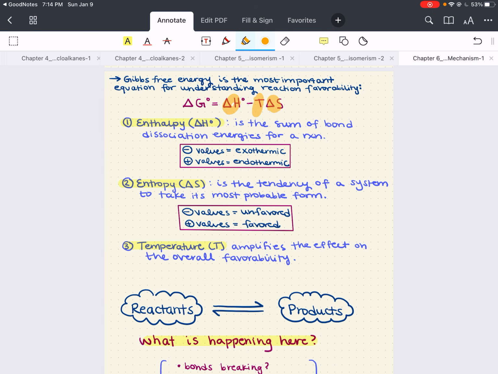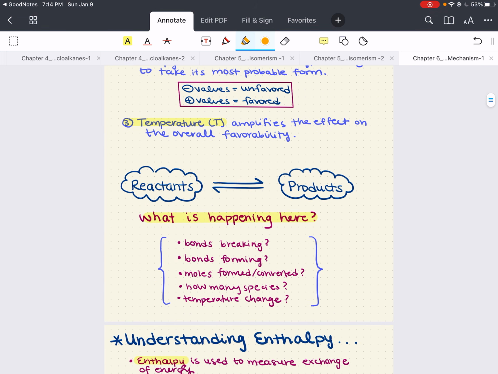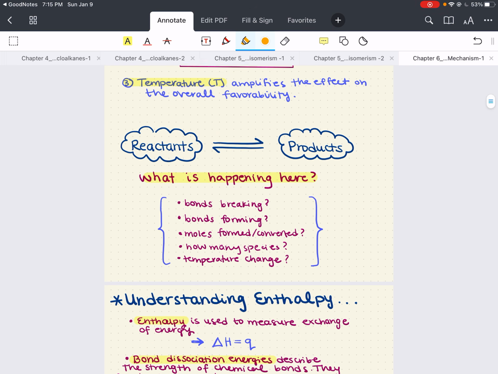Now, these three terms are going to help us understand what is happening when we look at a reaction where reactants are being converted into products. What's happening here? Are bonds breaking? Are bonds forming? How many moles are being formed or converted? How many species are we dealing with? What is the temperature change? All of these are things we want to figure out when we are looking at a reaction. And in order to do this, let's really start by exploring enthalpy a little more first.